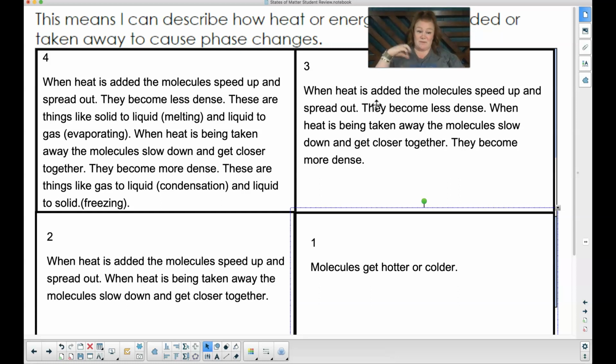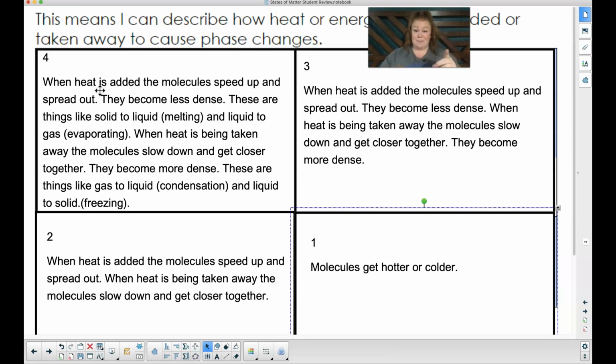So I talked about the phase, when heat is added, what's happening when the heat is being taken away. This one didn't really talk about those scientific words, the phase changes. What are those called? So this talked about what happens to the molecules spreading out, getting faster, slowing down, getting closer as heat's added. But if we look at this 4 here, it uses some more scientific vocabulary than a 3. So when heat is added, the molecules speed up and spread out.